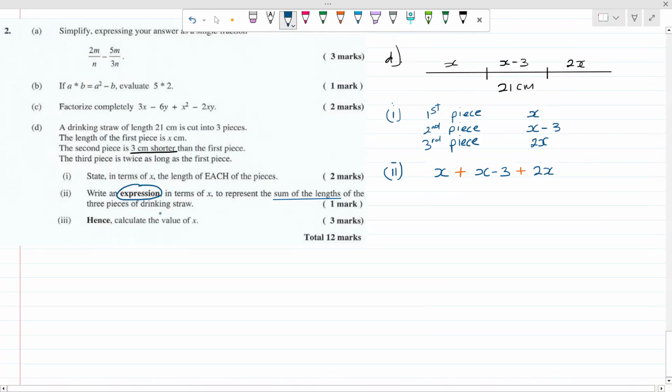That's my expression. Now, I want to simplify this a little further, though. We're not going to leave it like this. So I could do x plus this other x here, plus our 2x. So how many x's is that? 1, 2, 3, 4. Agree? So I have 4x minus 3. Give me a thumbs up if you agree with that.